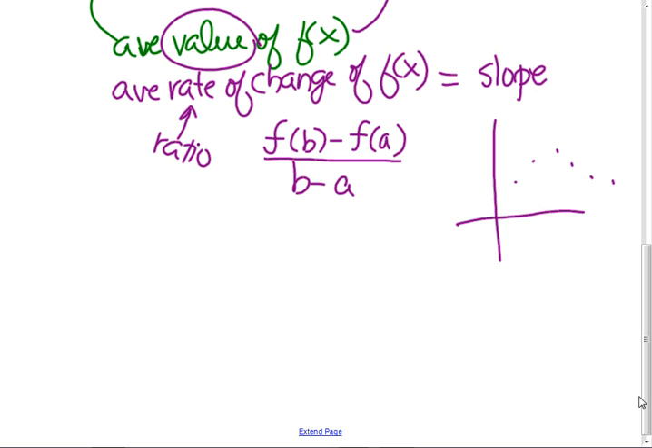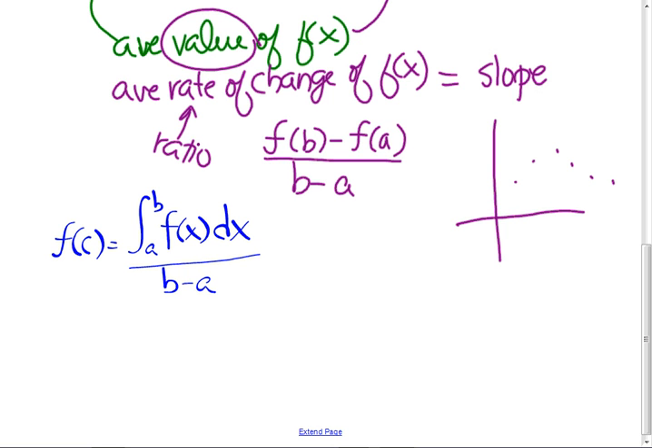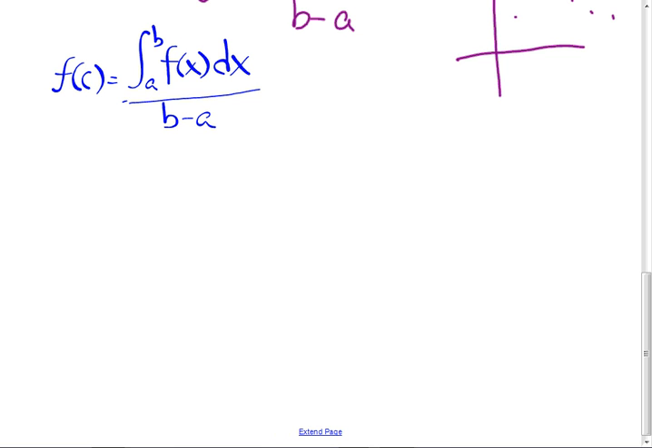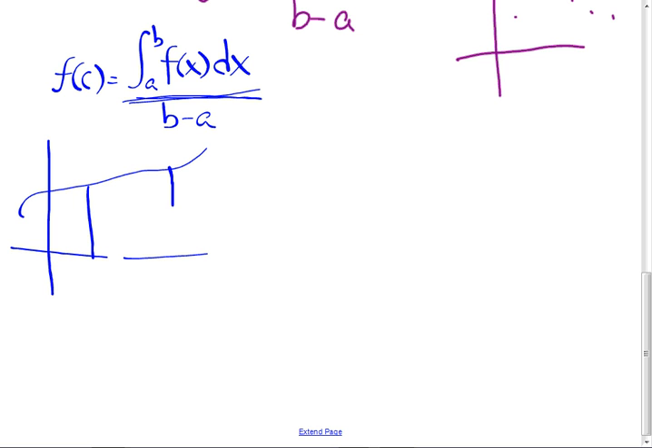So I'm going to go back to my f of c is equal to the integral from a to b of f of x dx all over b minus a. Okay, you remember the Riemann sum. Remember when you found the area under the curve, a Riemann sum is just finding the areas of all the rectangles. And so we took this, a, and this is b, and we divided it into a certain number of rectangles. Let's call it n.